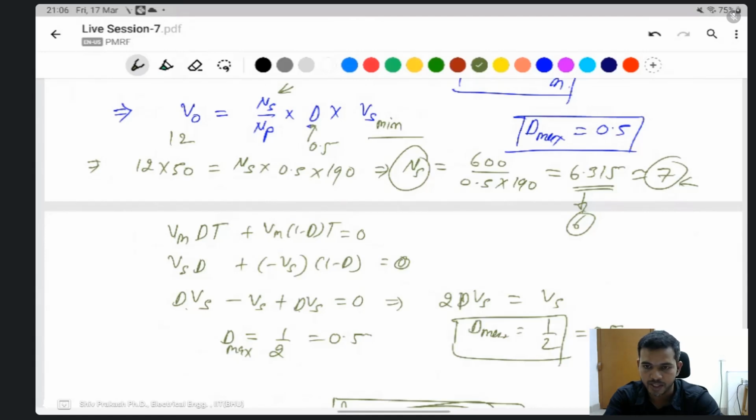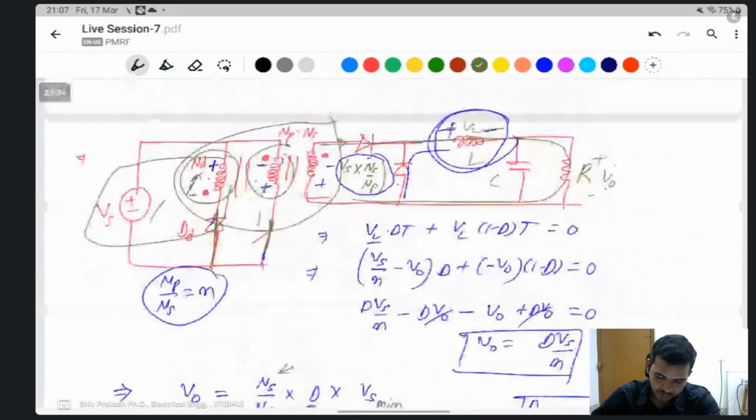Reference. You take NP to NS. But in every question it will mention. If the turns ratio is given like 10, 5, 12, it will mention whether it is primary to secondary or secondary to primary, in every question. Without the mention, you can't take a value. If you take the ratio differently, it will arrive at a different answer.